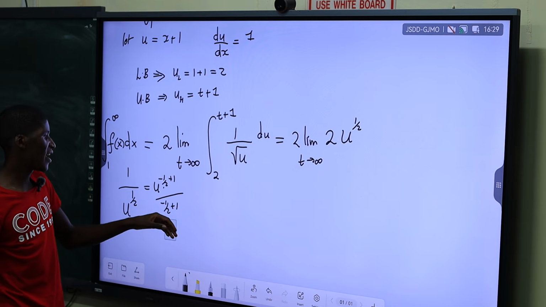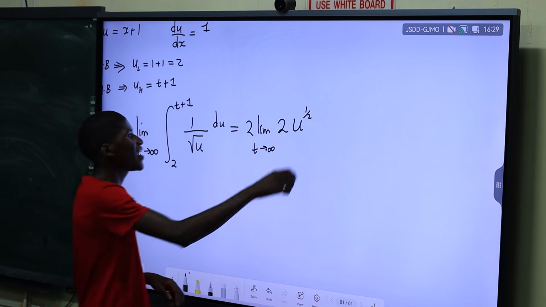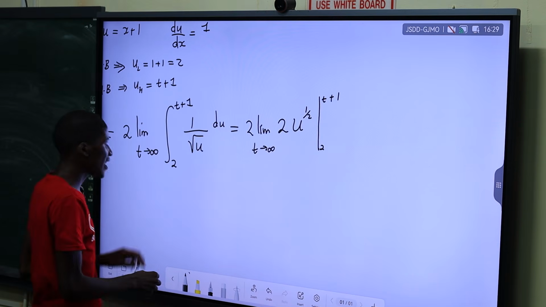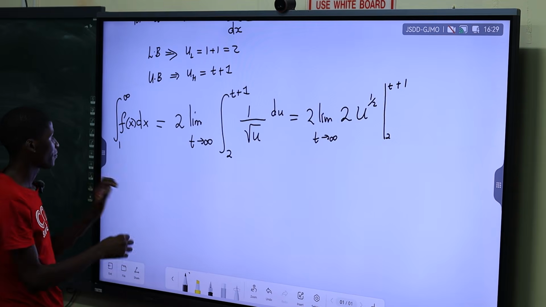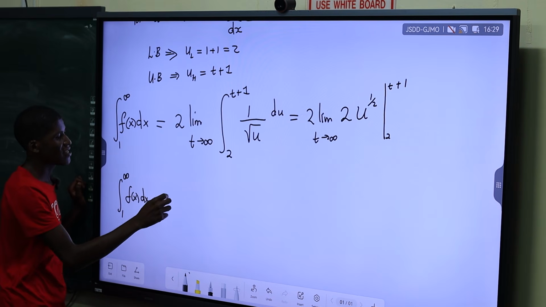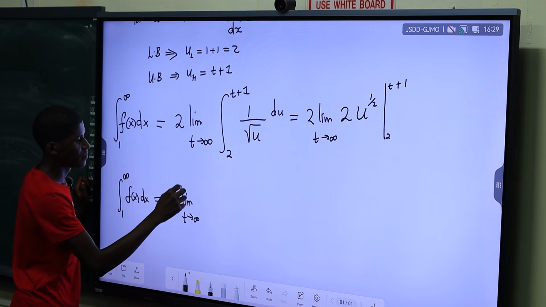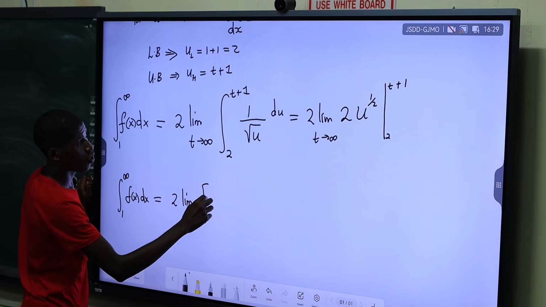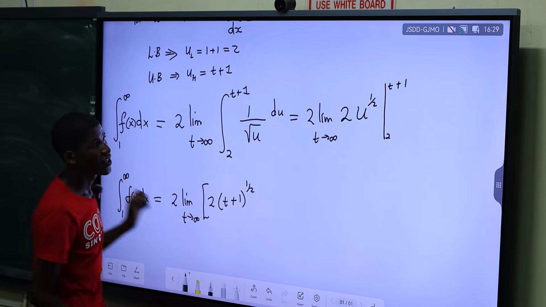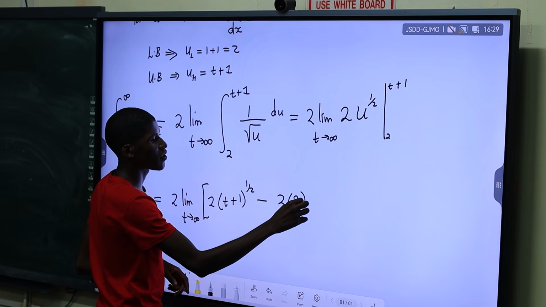Yeah. So this is your integral. You have evaluated it using your calculus 2 ways. And then the bounds are from 2 to t plus 1. And then again, to finally solve the integral from 1 to infinity of f of x dx, this will be equal to 2 times the limit as t goes to infinity of 2 into t plus 1 to the power of 1 over 2. You substitute the upper bound, minus 2 times 2 to the power half.